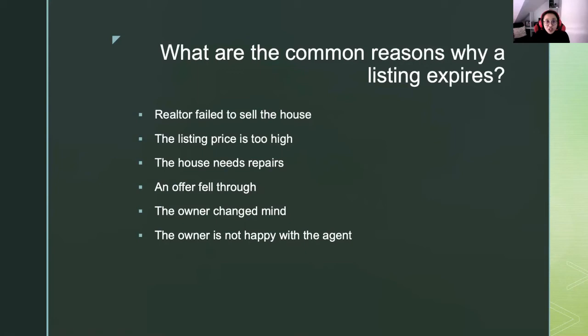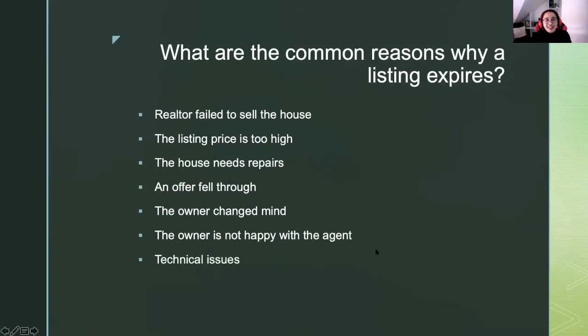If an owner is not happy with how things are being handled, or is not happy with how the marketing is going, how he or she is marketing the property, then that could be a reason why someone would take the house off the market. Okay, they wouldn't have to wait until the contract expires to do that.